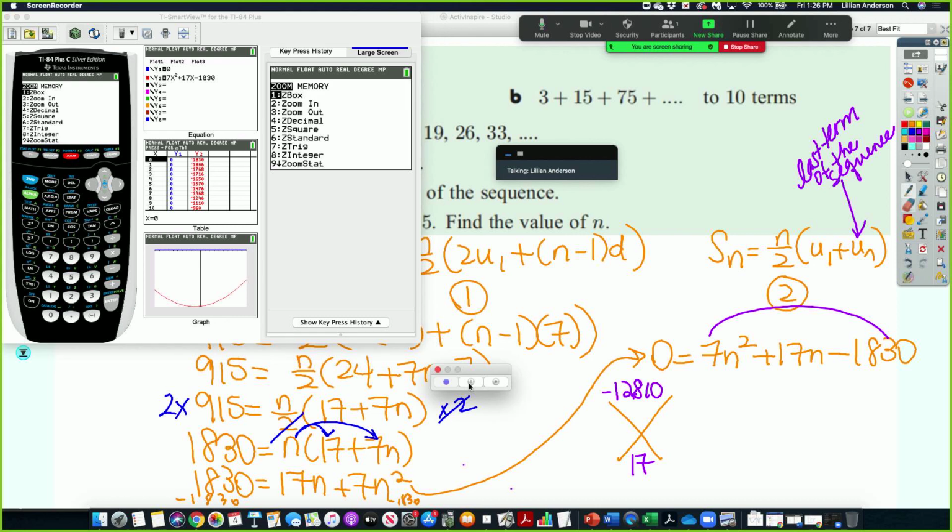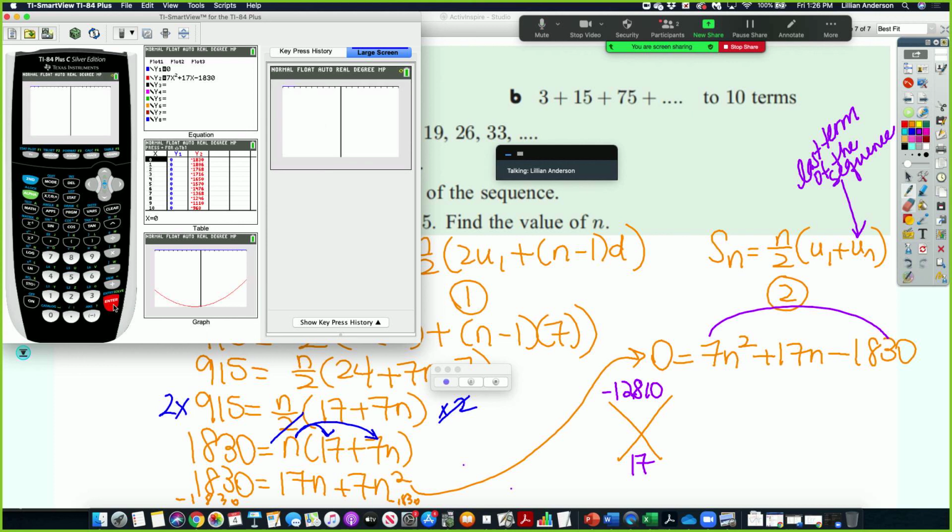One option to see where my quadratic is, I can press zoom and then go all the way down to option 0. Option 0 is called zoom fit, and what it does is it takes whichever equations you put into your calculator and fits them into your screen. So when you do zoom fit, there's the 0, y equals 0, and then there's your 7x squared plus 17x minus 1830.